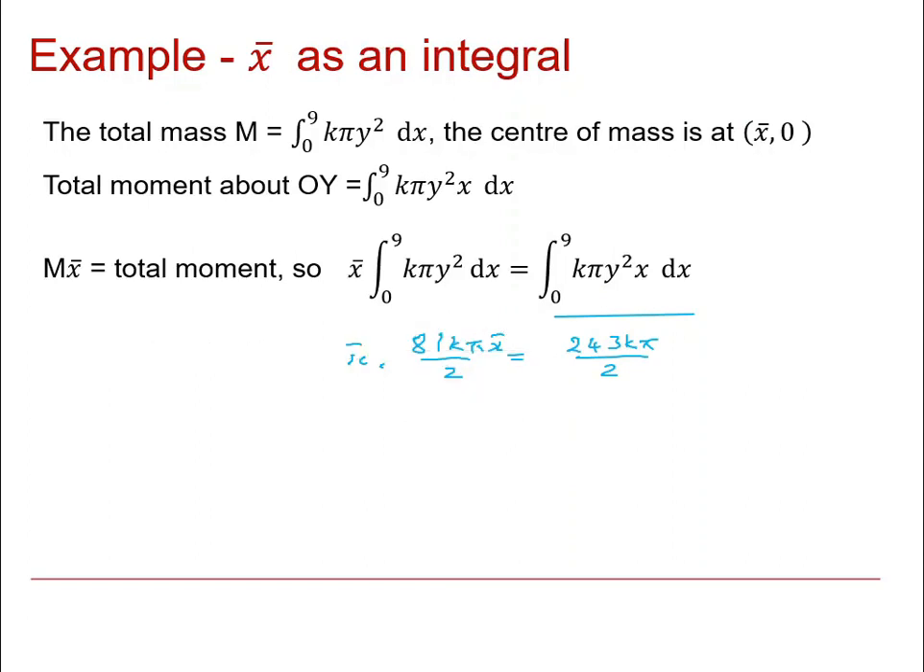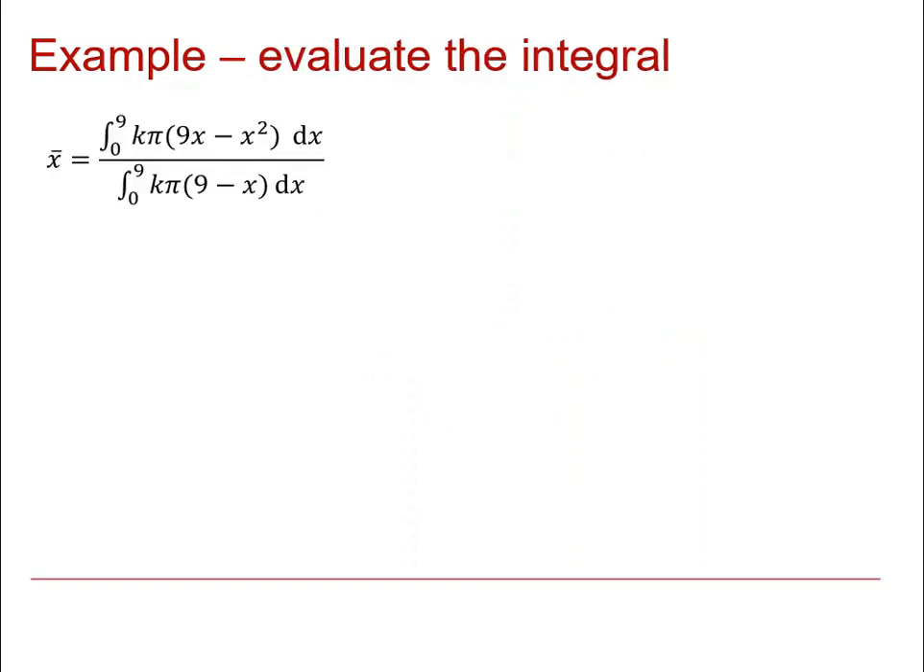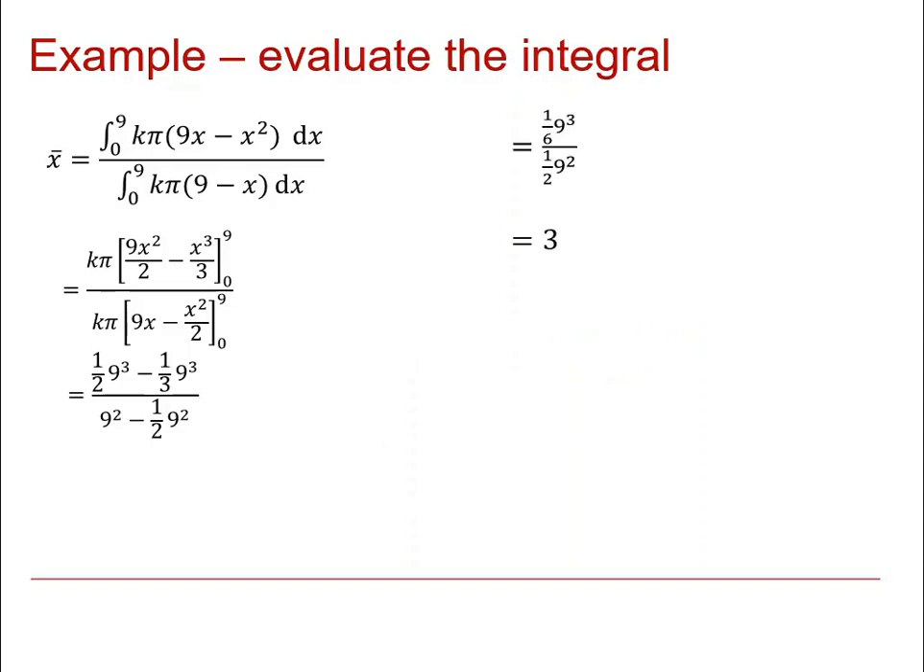Are we working out now what x bar is from that? Well, it's pretty obviously 3, isn't it? Because we can lose the k pi's on both sides and the 2's, and it's 243 over 81. So we get x bar equals 3. We do all our calculations just as we've done, and we get 3. So there's not much more to it than that, just a little more neatly done there.